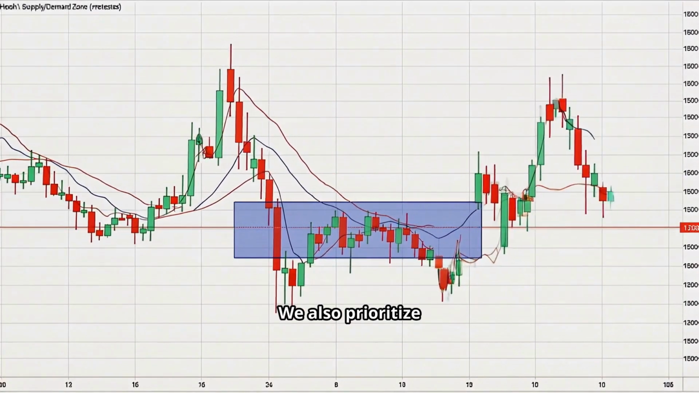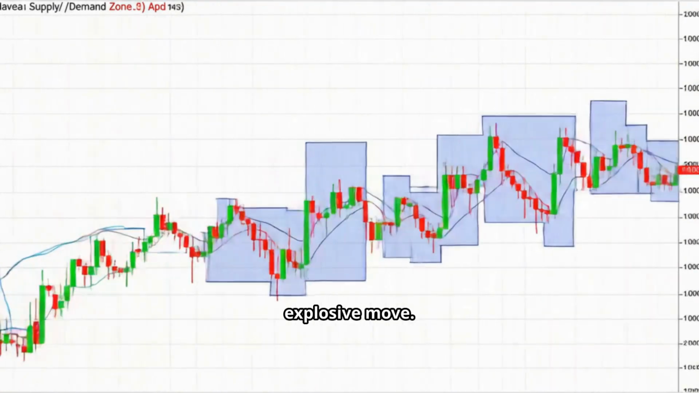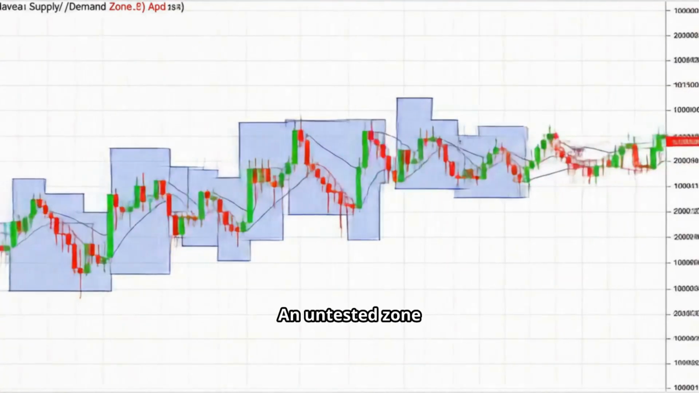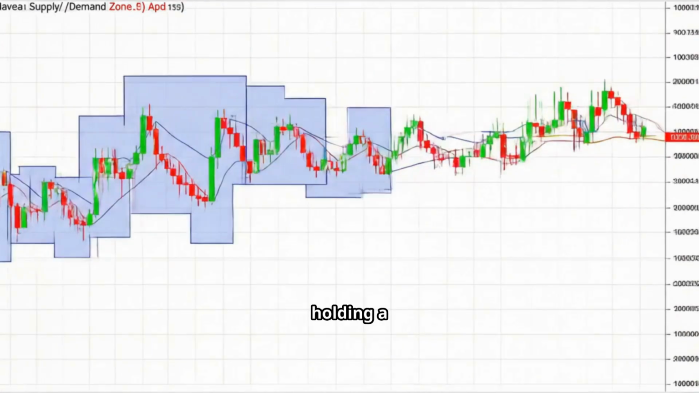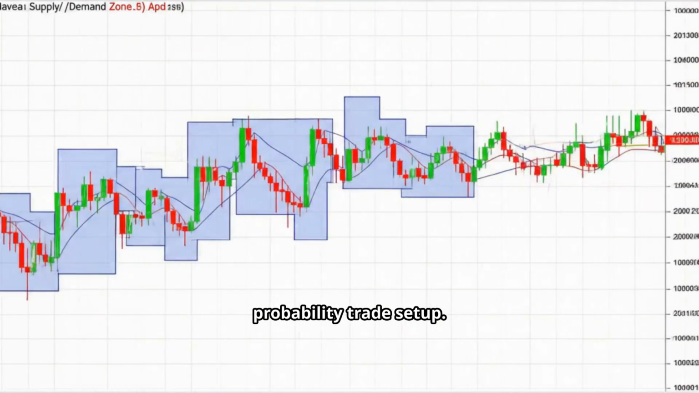We also prioritize fresh zones, areas where the price has not returned since the initial explosive move. An untested zone has a higher probability of holding a significant number of unfilled orders, giving us a higher probability trade setup.